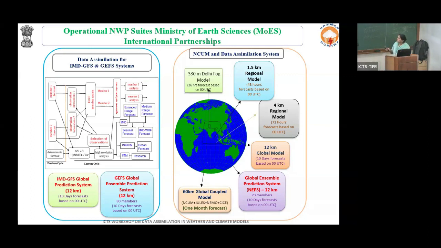And we have the 4-kilometer regional model over the Indian region. From the 4-kilometer regional model we give a three-day forecast based on the 0 UTC initial condition. Apart from that we have a 1.5-kilometer regional model, also covering the Indian region, but this model we run only during winter for the 330-meter Delhi fog model. You know that during winter in Delhi the fog condition and pollution are very bad. So during that period we run the Delhi fog model. For its lateral boundary condition and initial condition, we run a very high resolution regional model of 1.5-kilometer resolution, apart from the 4-kilometer. So this is the seamless prediction system at NCMRWF.